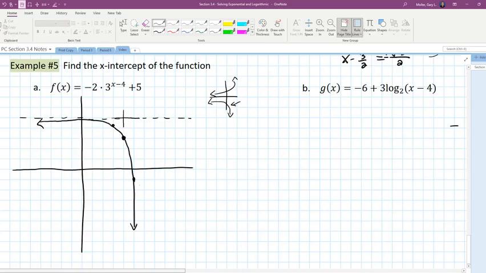So now I want to find the x-intercept. We know that the x-intercept is found, no matter what the function, by setting it equal to 0 and solving. So now I need to solve the equation.